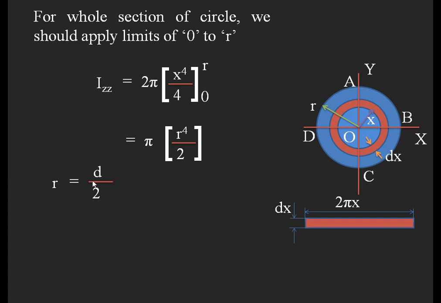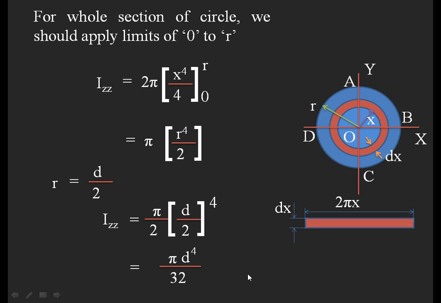So when you substitute r is equal to d by 2 in this equation, what will it be? Pi by 2 into d by 2 whole power 4. In place of r we need to write d by 2. So it is pi d power 4 by 2 power 4, which is 16. So 16 into 2 it will be 32. So finally we will be getting pi d power 4 by 32, which is the moment of inertia with respect to the z axis for the whole circle.